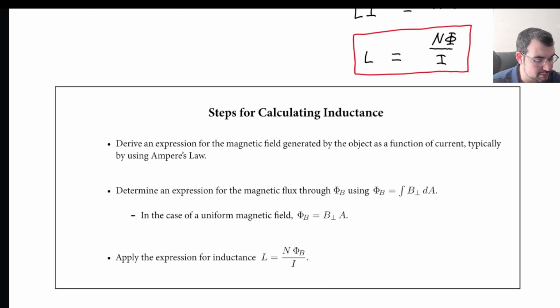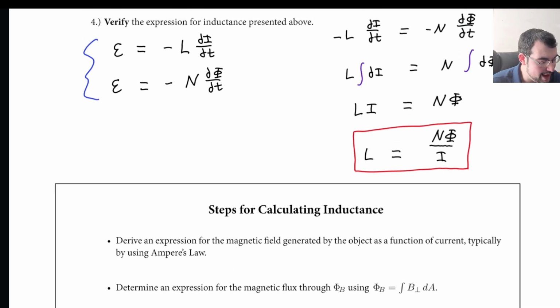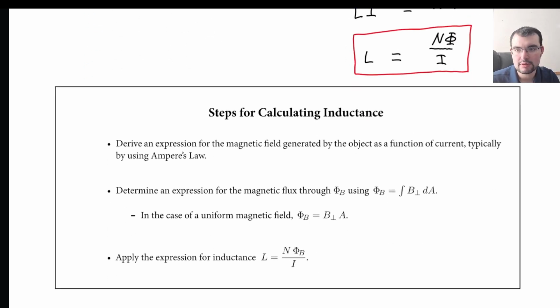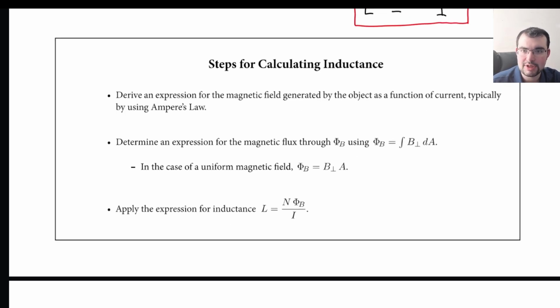This looks very similar to how we did capacitance, where we use one of our laws to derive an expression for a field, then we do some sort of integration over a field, and then we apply the expression. In this case, we don't use Gauss, because Gauss is for E fields. We use Ampere. Ampere's law gets us the B field, and then we find the total flux through the surface. In most cases, we're going to have a uniform B field, so no integration is required, because 90% of the time we're just doing a solenoid, which, like the parallel plate capacitor, has a constant uniform field. So we just multiply BA.